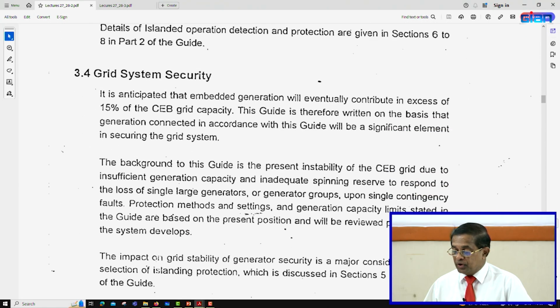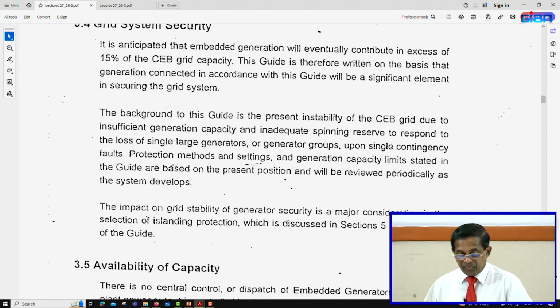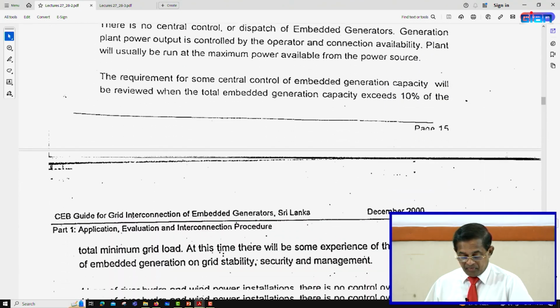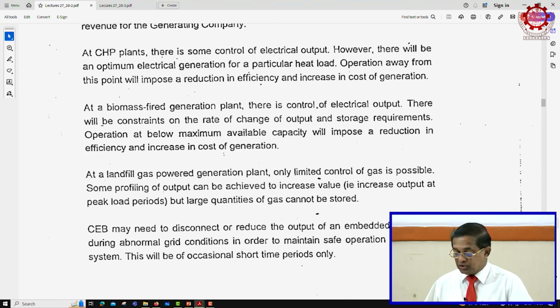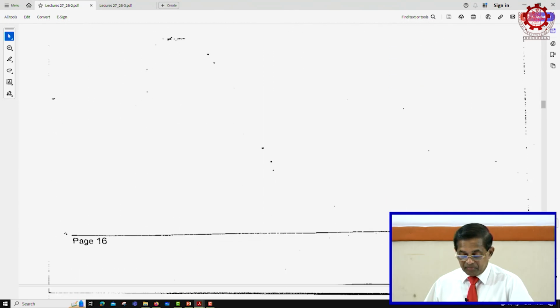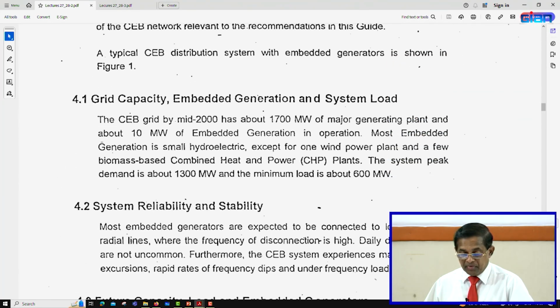Grid system security. I will again skip some of these sections, but if you are really doing a project, you must go through the guide when designing the system.